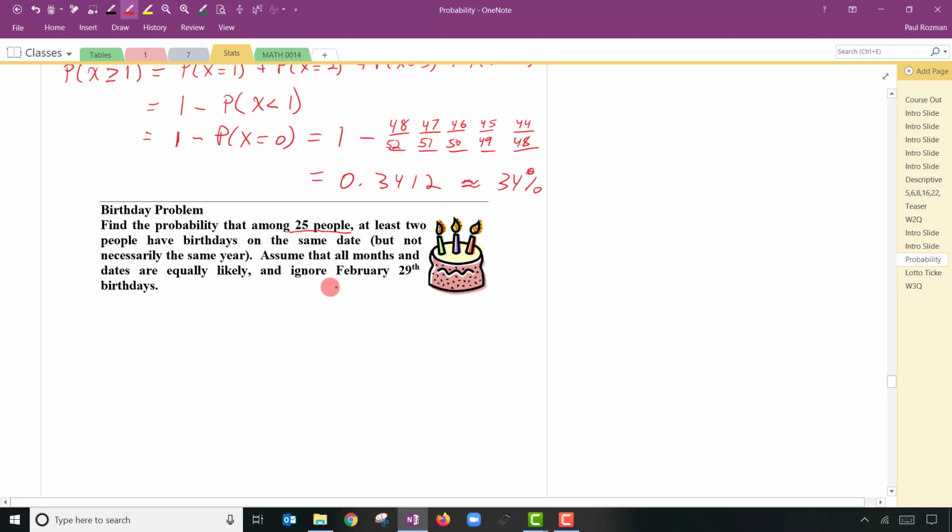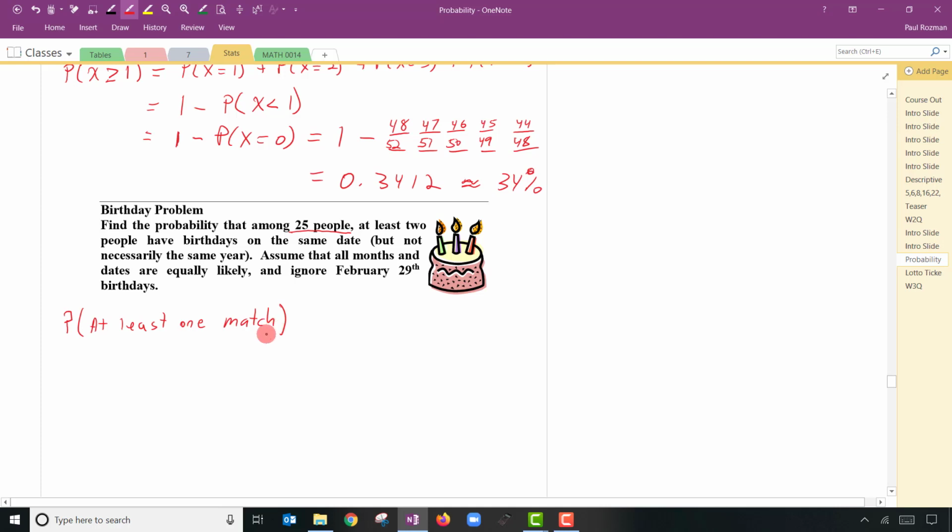So we're going to ignore leap year, and we're going to assume that every day of the year is equally likely, which may not necessarily be true. Maybe worldwide it's true, but certainly there may be more people born on certain dates, due to whatever factors, holidays or something. We want the probability of having at least one match, a pair of people who have the same birthday.